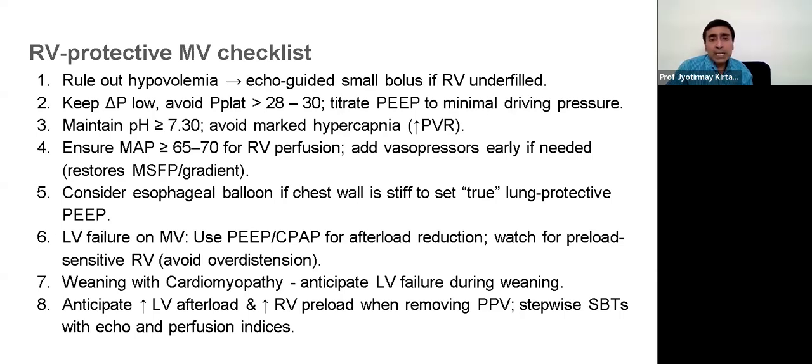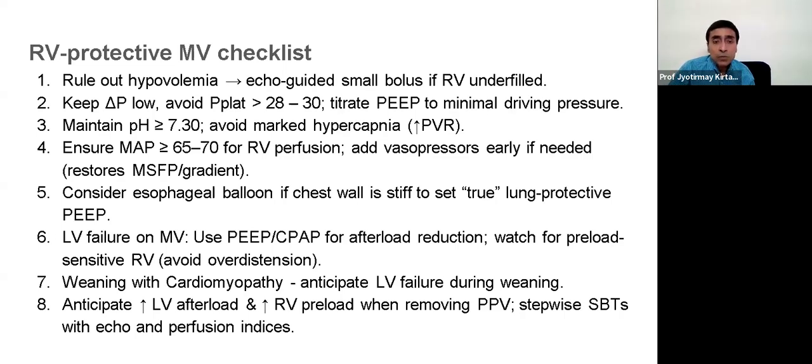Don't just chase arbitrary oxygenation and carbon dioxide targets as soon as you start ventilating the patient. Titrate the PEEP to the minimal driving pressure. I try to maintain the pH at more than 7.30 and avoid marked hypercapnia. At times you may need to remove those catheter mounts to reduce the dead space, because hypercarbia will cause increased pulmonary vascular resistance.